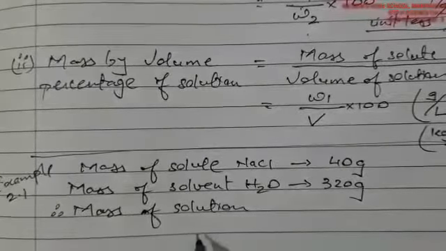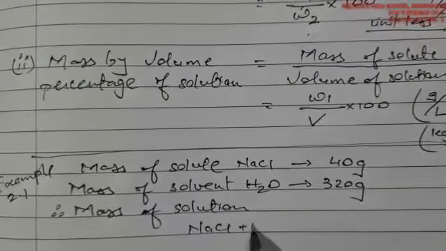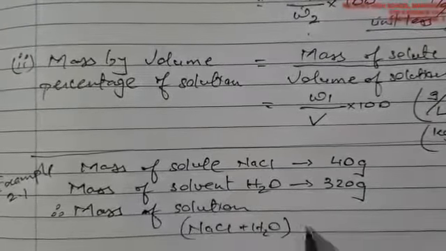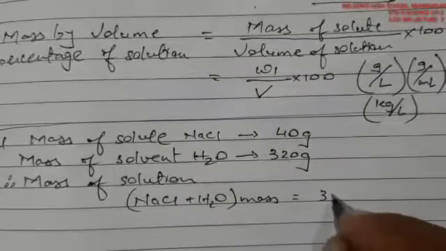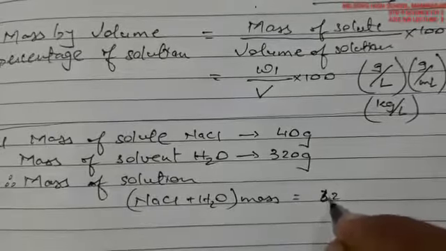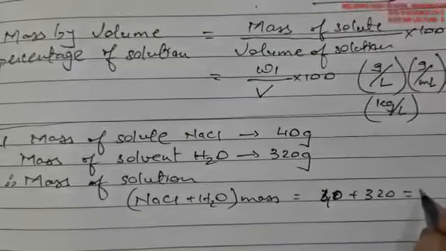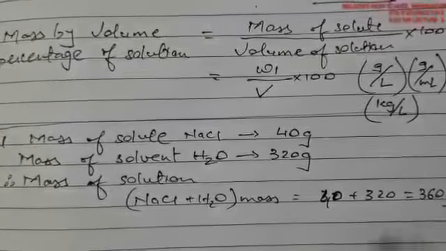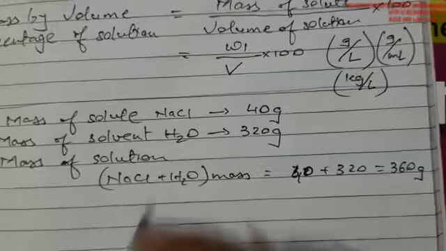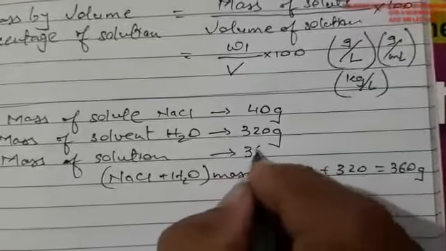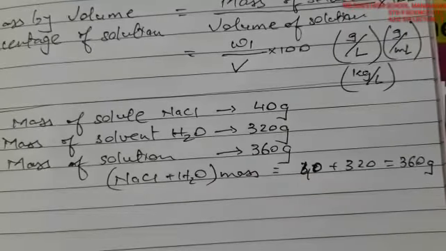Therefore the mass of solution will be the mass of NaCl plus the mass of H2O, that is 40 grams of NaCl and 320 grams of water, which is 360 grams of solution. So the total weight is 360 grams of solution. I will write down here 360 grams.